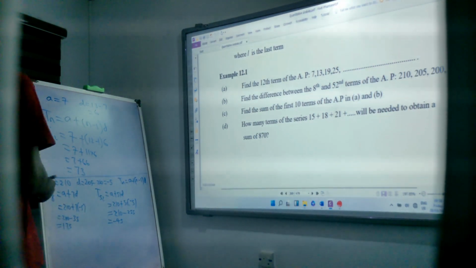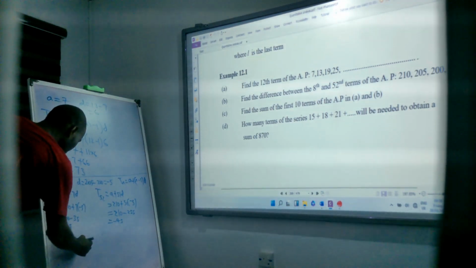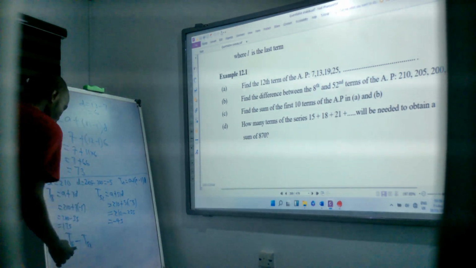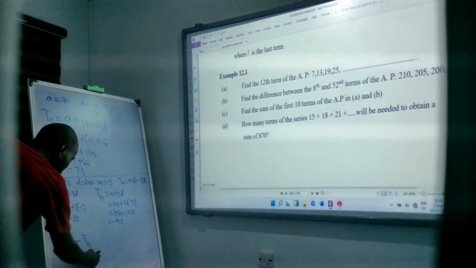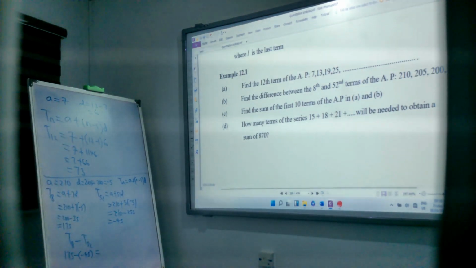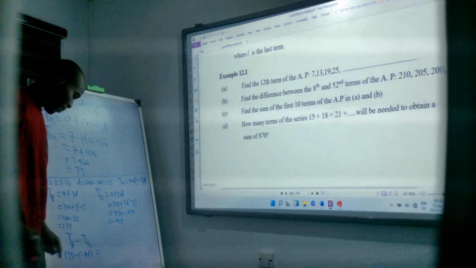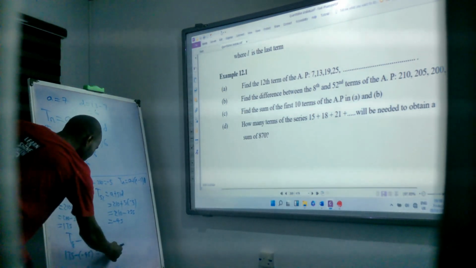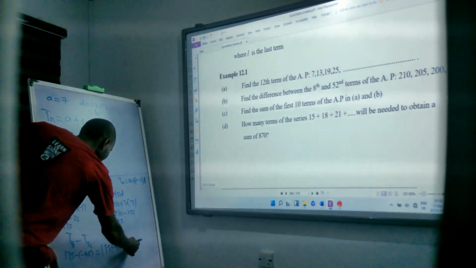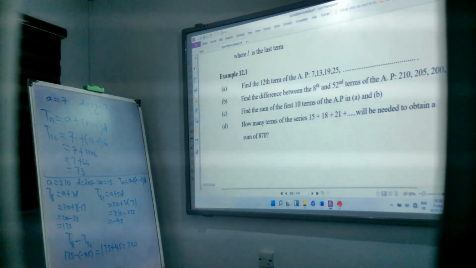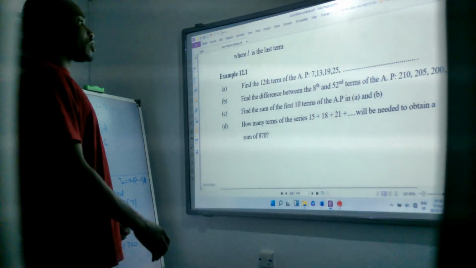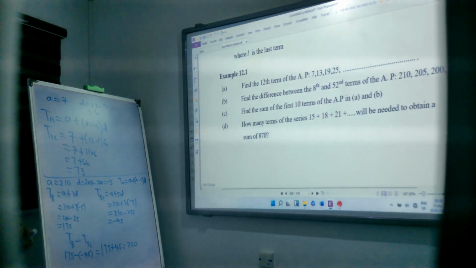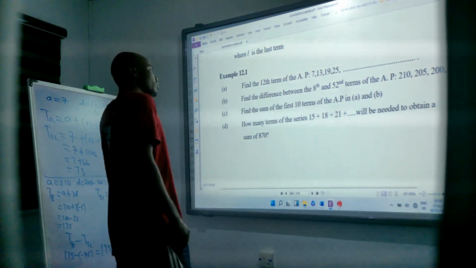So what are we going to do? Find the difference between the 8th and the 52nd term. That will be the 8th term minus the 52nd term. So we have 175 minus minus 45. Minus and minus is plus. So we have 175 plus 45, and that will give us 220. The difference is 220.